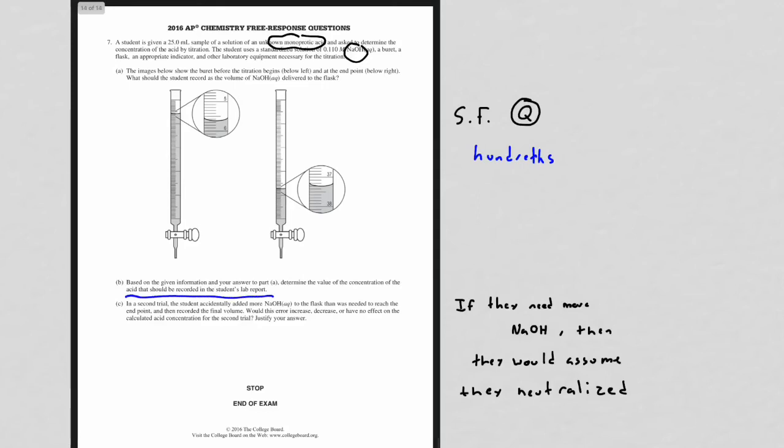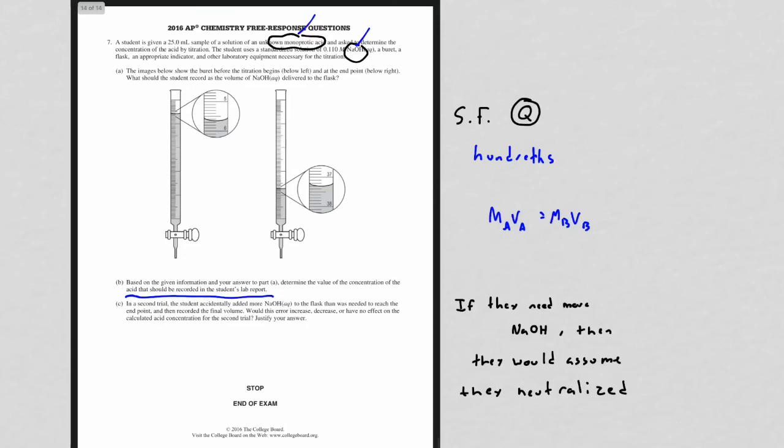This is a situation where you could just use MAVA = MBVB, and the reason is because it's a monoprotic acid and a monohydroxy base, all right? And so you're just plugging in values. They gave you the concentration of the base, they gave you the sample of the acid, 25.0 milliliters, and they gave you the volumes of the base that were used. Initial minus final, okay?